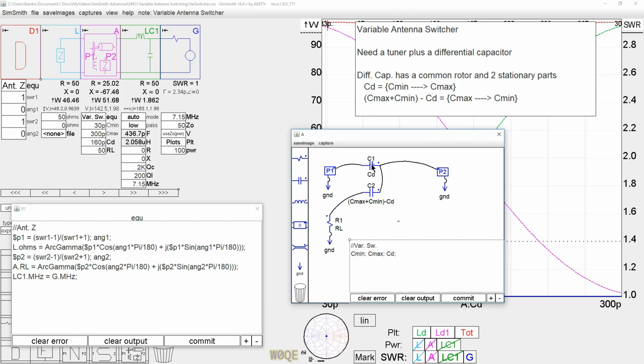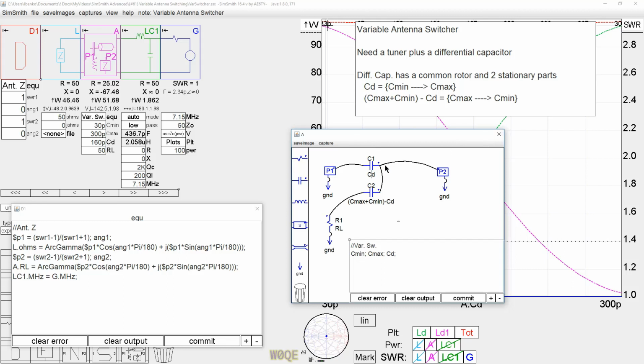As we increase the capacitance on this side by 5 picofarads, we decrease the capacitance on this side by 5 picofarads. And if this capacitor had a minimum and maximum value of 30 picofarads minimum, 300 picofarads maximum, when this one is 30 picofarads, this would be 300. When this is 300, this would be 30. And it works just like that. And if we make this one be CD, which is the differential capacitor value, then this one is Cmax plus Cmin minus CD. And that all works just fine. I've done that in a couple other videos, and that's just the way things work.